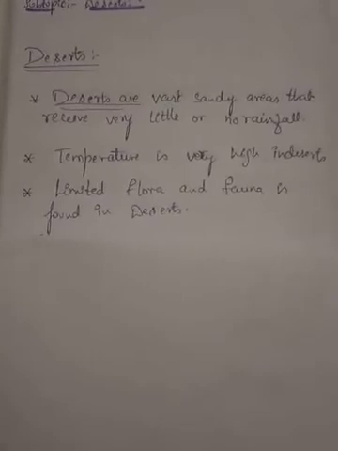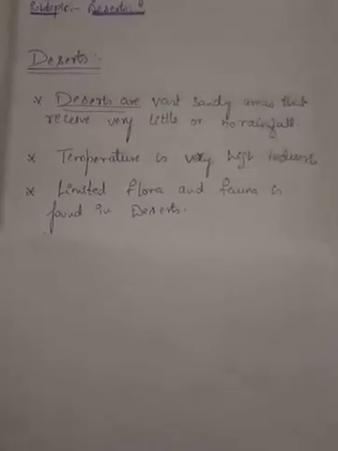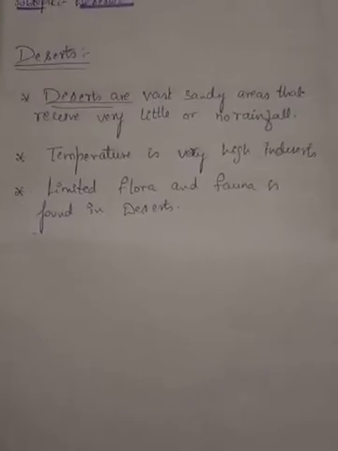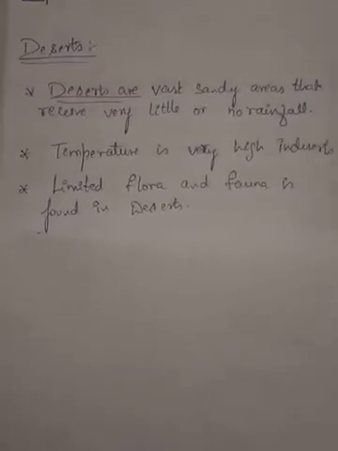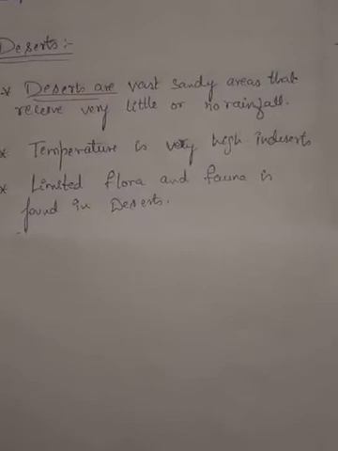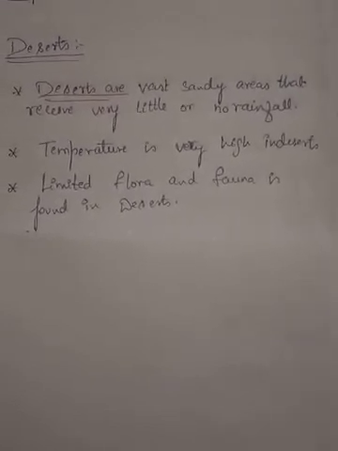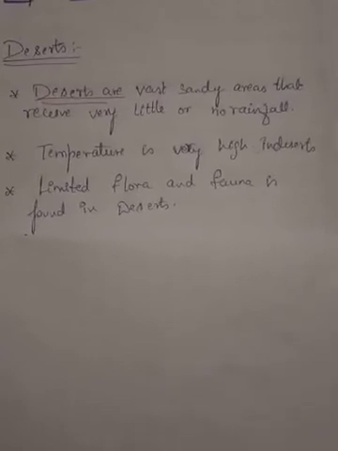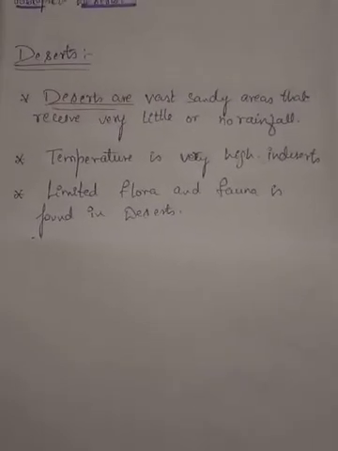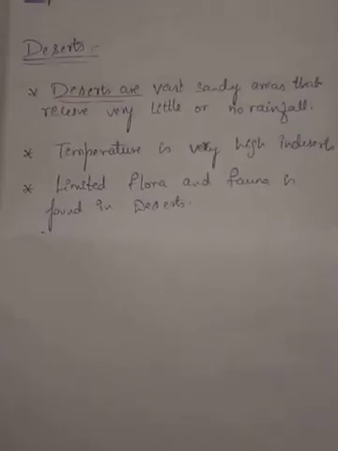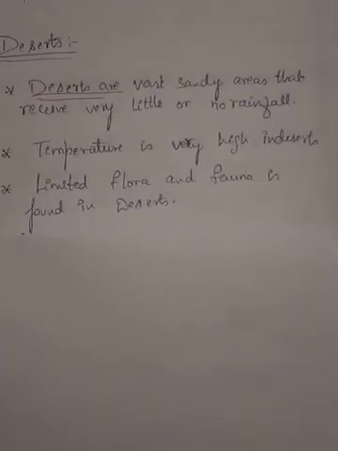It is an area which is covered by sand and receives very little rainfall, and sometimes no rainfall. And what would be the temperature? The temperature will be very high in this desert region. And coming to the greenery, we will see very little flora and fauna. Flora is nothing but natural trees and plants that grow in the region. That is very little we can see in the desert region.